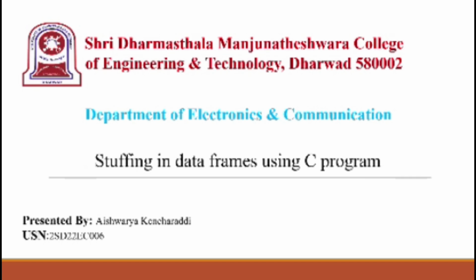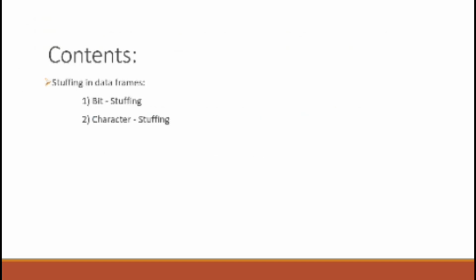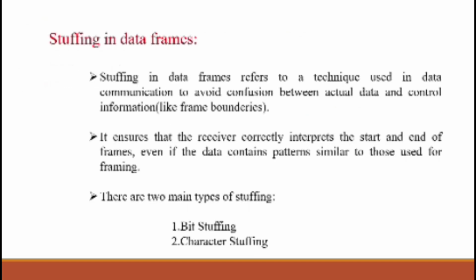Here, I am going to explain about stuffing in data frames using C programming. These are the contents. Before that, we should know what is meant by stuffing in data frames. It is a technique used in data communication to avoid confusion between actual data and the control information. It ensures that the receiver correctly interprets the start and the end of the frames, even if the data contains patterns similar to those used for framing.